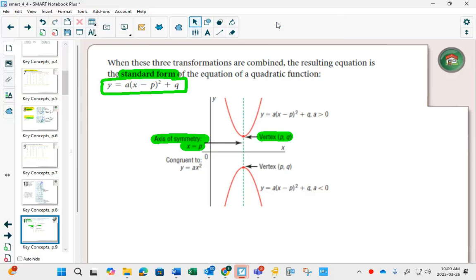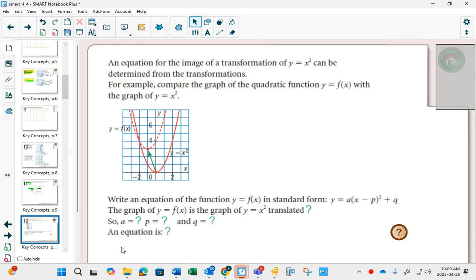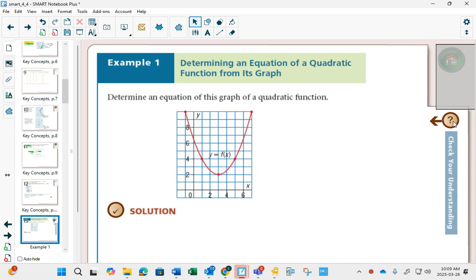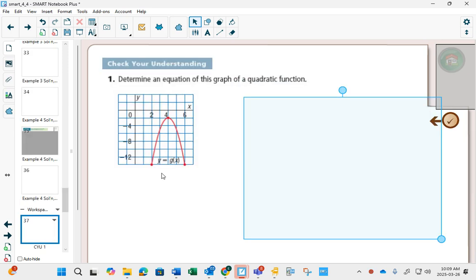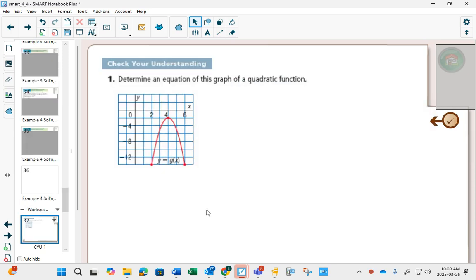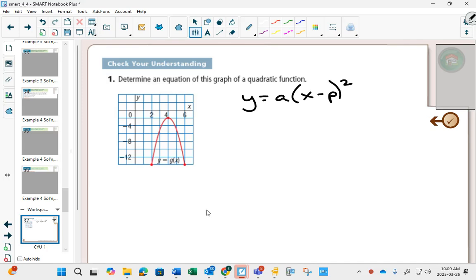And with that, you are now experts in graphing parabolas. Sort of experts. We're getting there. So example 1. We think of this as the standard form of our parabola.